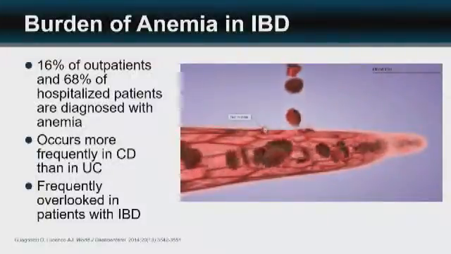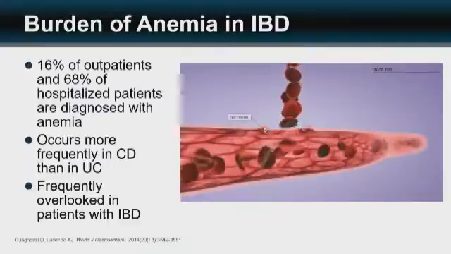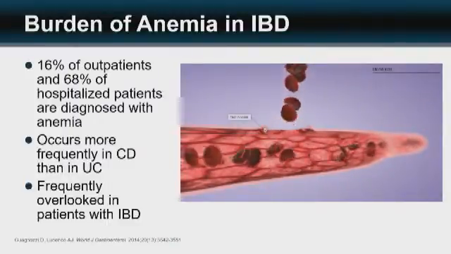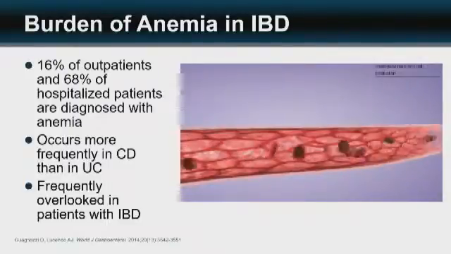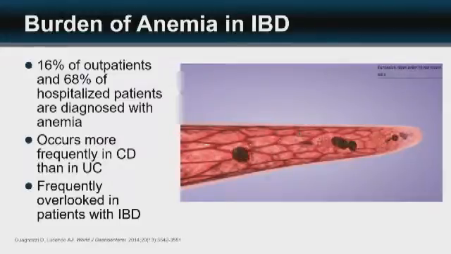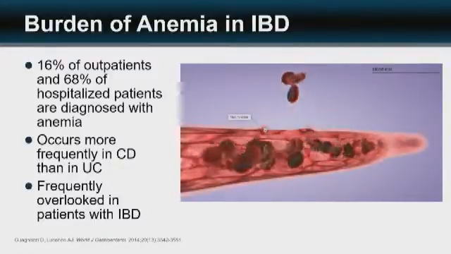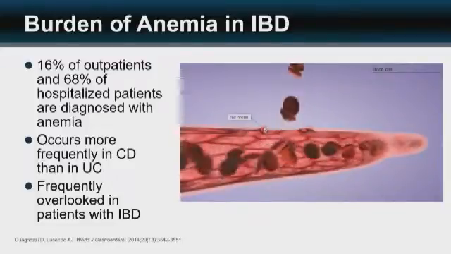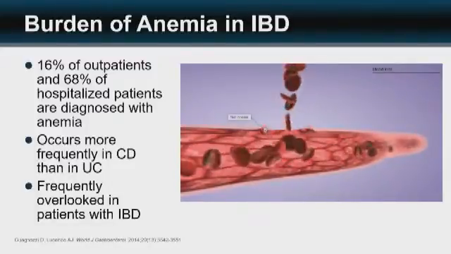Can you tell us a little bit more about what we're seeing here? Yeah, I think this is a nice cartoon to depict that one of the causes, one of the obvious causes, I would say, in inflammatory bowel disease for anemia is blood loss. And anemia is quite prevalent in inflammatory bowel disease. One study here demonstrated 16% of outpatients and 68% of inpatients do meet criteria for anemia, and occurring more frequently in Crohn's disease and ulcerative colitis. But one that's frequently overlooked, as I was just discussing.